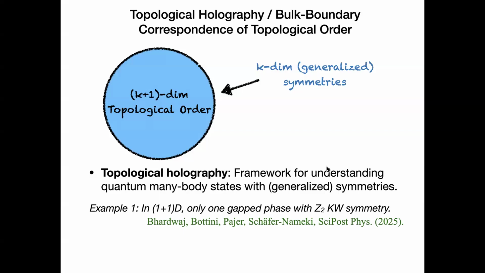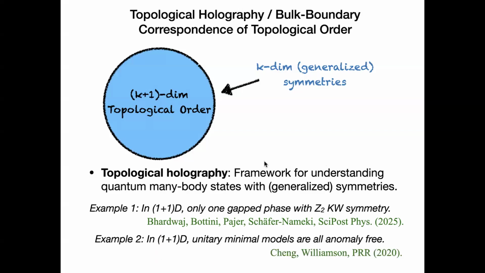Using this framework, we can also obtain some useful information about quantum critical points. Again, for example, in 1+1D, it has been shown by this kind of holographic argument that all unitary minimal models, which is the infinite class of conformal field theories in 1+1 dimensions, have no anomalous symmetries.